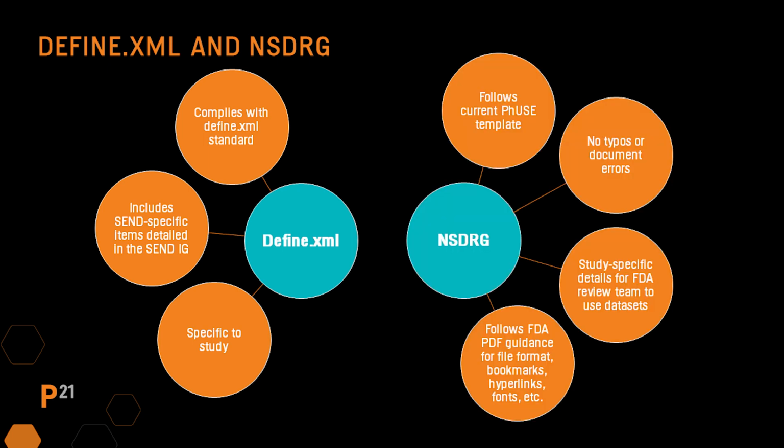The NSDRG is an important piece of a SEND dataset package for submission. The NSDRG should follow the latest PHUSE template, should be study-specific, and should clearly explain any important nuances in the study that affect the datasets and any significant differences between the study report and datasets. The NSDRG should be checked for errors and typos, and the final NSDRG.pdf file should comply with the FDA PDF specification guidance document. QC of SEND datasets and associated files like the DEFINE.XML and NSDRG are a critical part of producing a high-quality SEND dataset package that is able to be used effectively by FDA reviewers and non-clinical scientists.